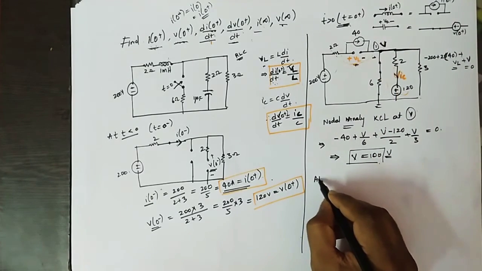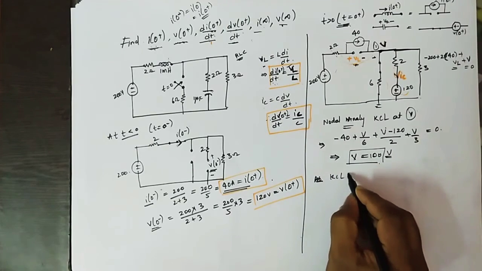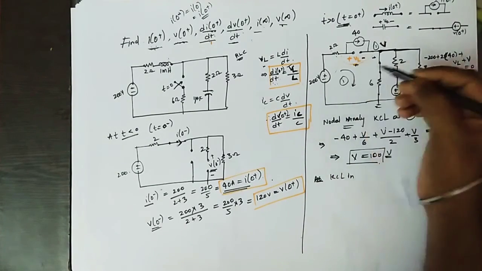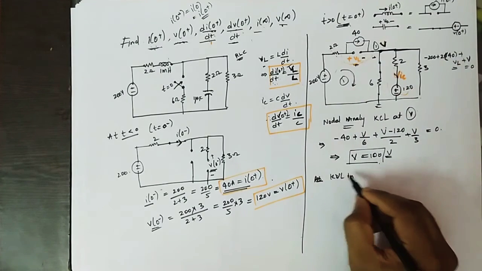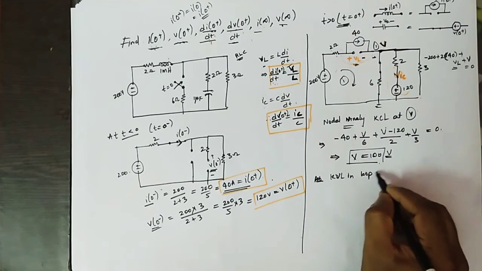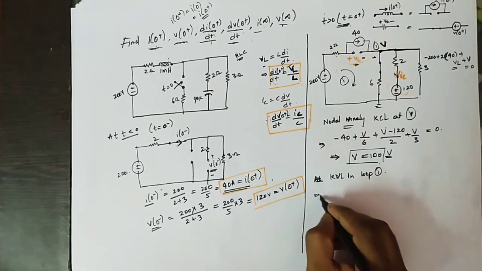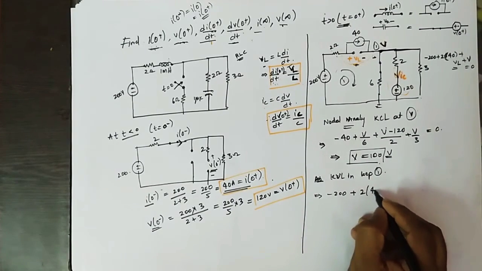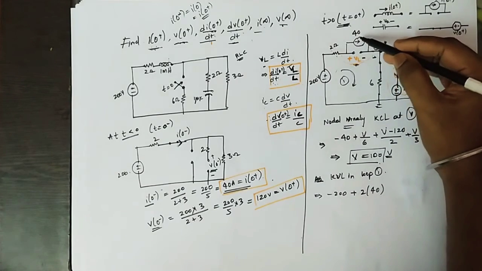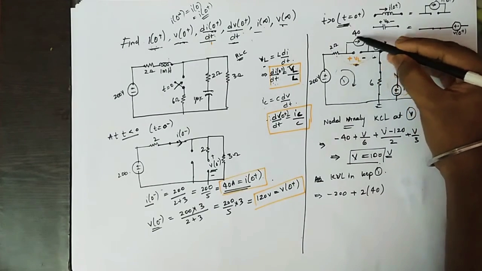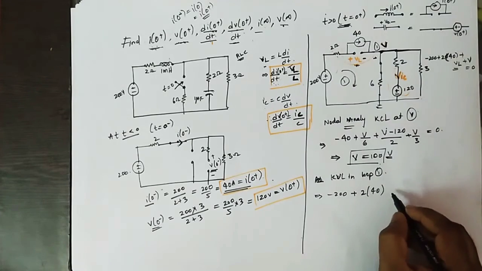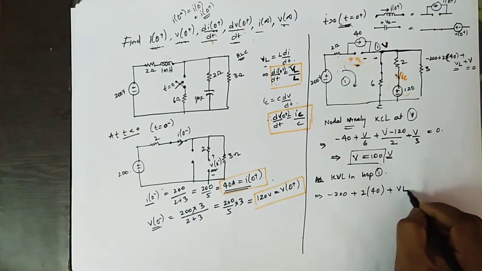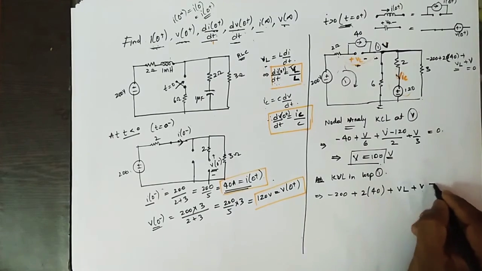KVL in loop 1. This is loop K, this is loop 1. So minus 200 plus 2 into 40. So why I wrote 40? Directly you know the current is entering in this loop, that's why I wrote 40, plus VL plus V equal to 0.